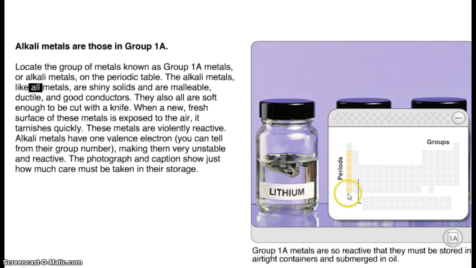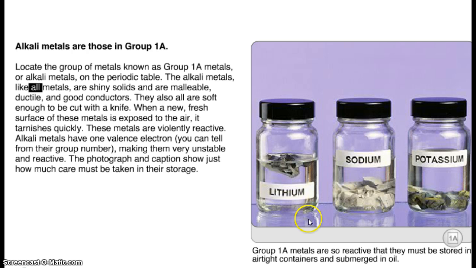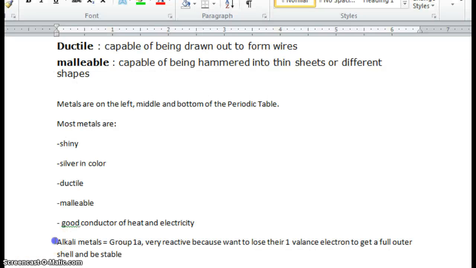And as you go down the periodic table, they get even more reactive. So potassium's even more violently reactive than lithium because it really, really wants to get rid of its outer or valence electron. All right, so we're adding the alkali metals. The alkali metals are group 1A, very reactive because they want to lose their one valence electron to get a full outer shell and be stable.